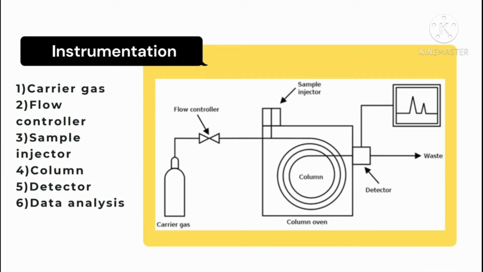Once injected into the instrument, the sample reaches the gas stream, which delivers the sample into the column. The carrier gas must be dry and chemically inert, like helium and also nitrogen. The elements that approach the column are then analyzed by the detector.